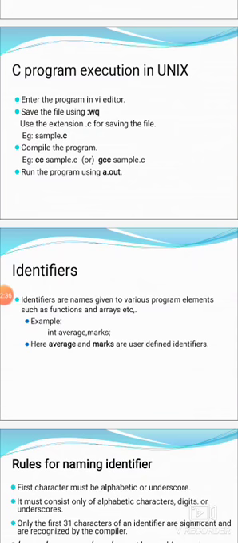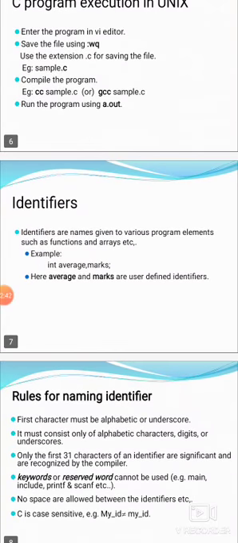We'll see the basic things that are used in C programming. First is identifiers. Identifiers are names given to various program elements such as functions, arrays, etc. Example, here int average, marks. Here average and marks are declared with their data type int. Here average and marks are called the user defined identifiers. They were defined by the user.